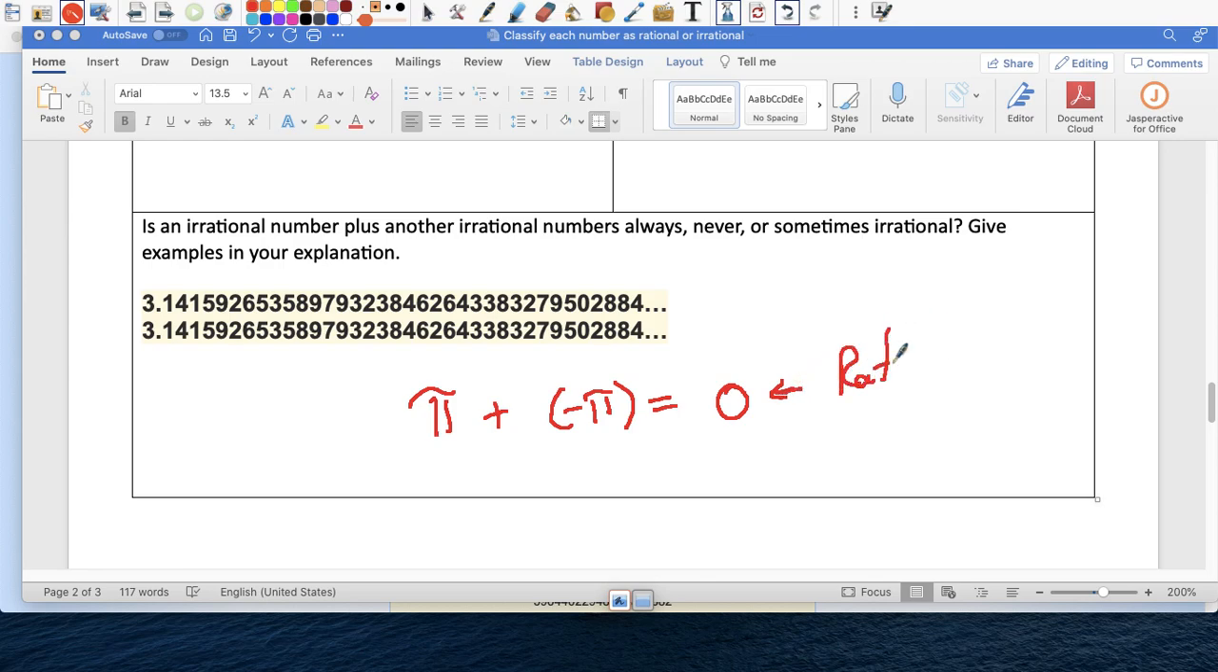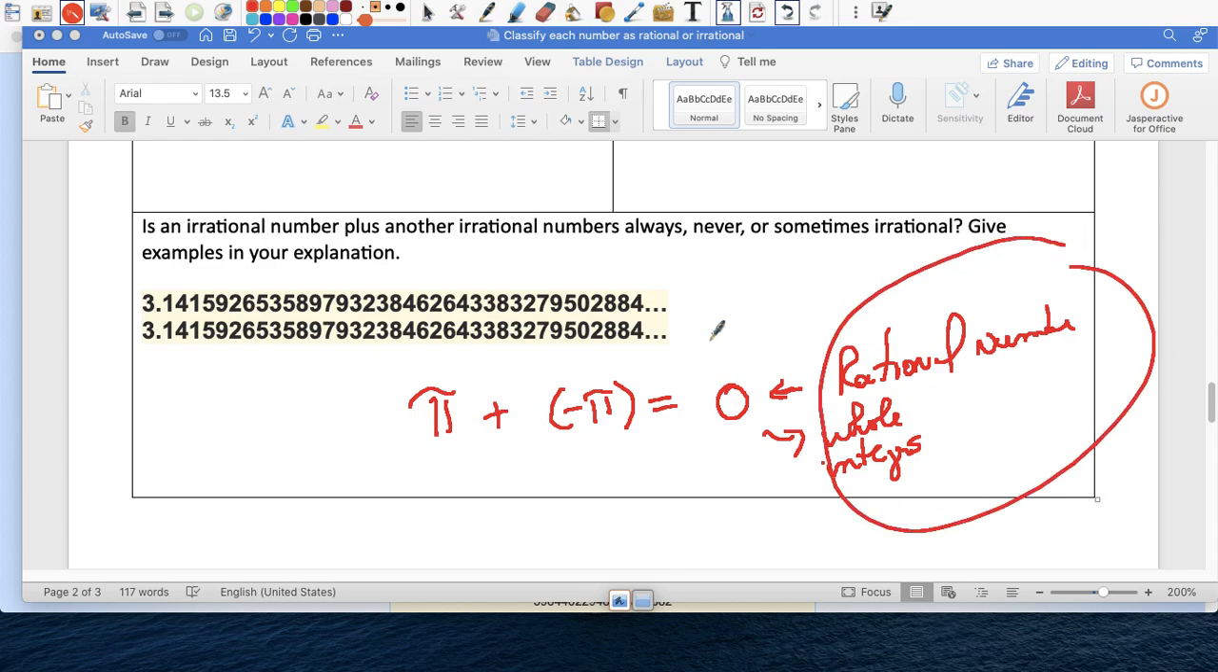And what's 0? 0 is a rational number, right? Remember, 0 belongs to the whole numbers, to the integers, right? So 0 is in this category. So there's an exception to this. The square root of 2 is an irrational number. It's a decimal that goes on forever and ever and never repeats. Plus negative square root of 2. We're now adding an irrational number plus another irrational number, and that gives you a rational number. It's kind of silly, but something for you to consider, right?